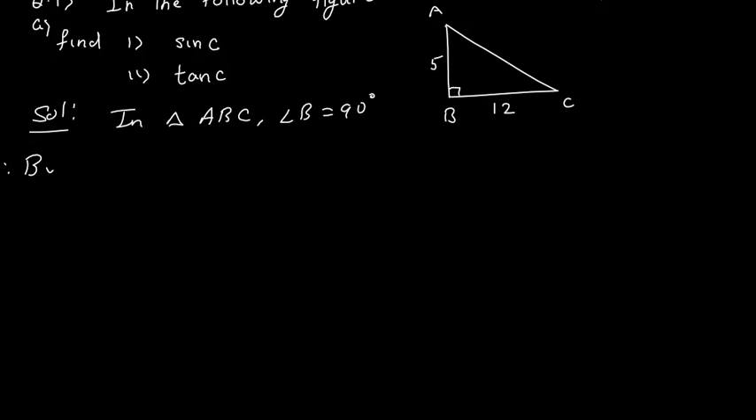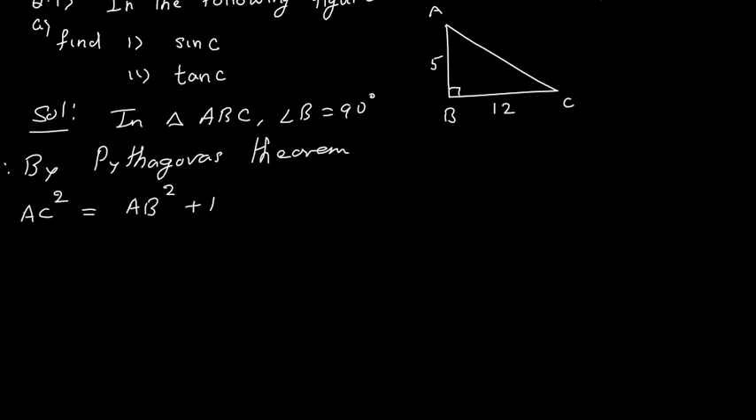by Pythagoras theorem, AC square is equals to AB square plus BC square. Therefore, this AC square is equals to, the value of AB is 5, so this is 5 square, and the value of BC is 12, so this is 12 square. Now 5 square is 25, 12 square is 144. So this total is 169.